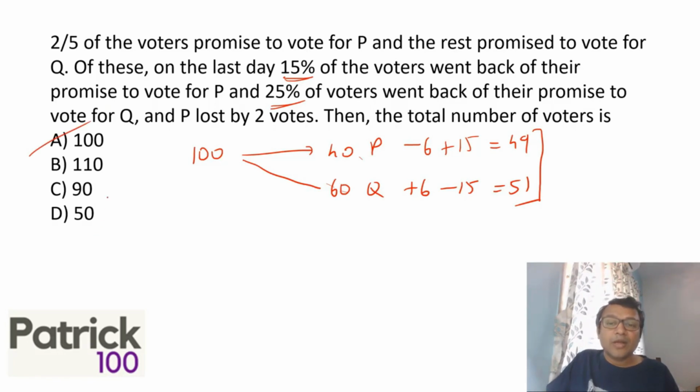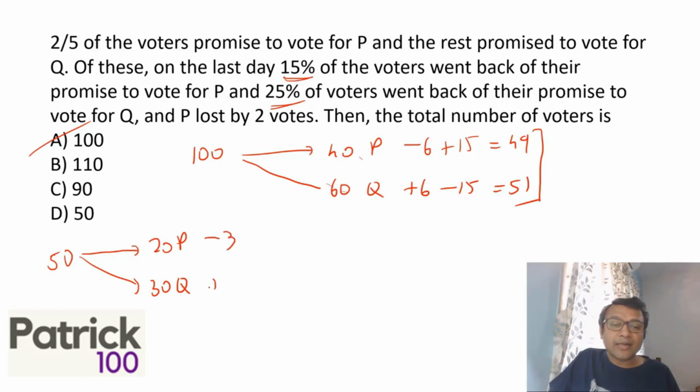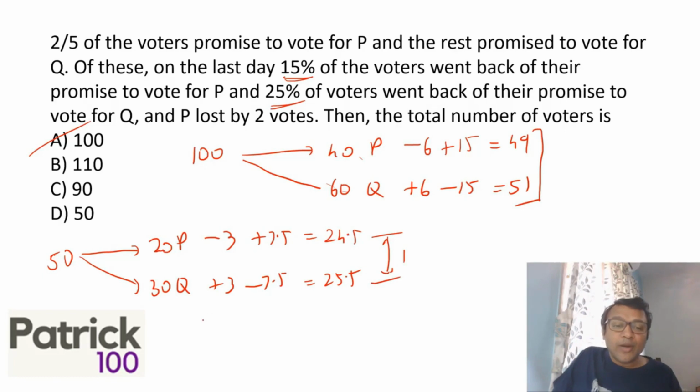Very clear. Just as an example, if I had taken 50 and solved, I would have got 20 for P initially and 30 for Q initially. Then I would have subtracted 3 here, added 3 here, which is 15% of 20. Then added 7.5 here, subtracted 7.5 here, which is 25% of 30. I would have got this as 24.5 and this as 25.5. Difference here is 1. So when the difference is 1, my total number is 50. I want a difference of 2 because that is what is given here.